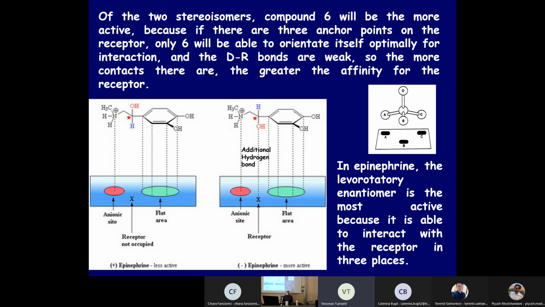What happens with the other enantiomer? You see the protonated nitrogen atom with the anionic site, okay. Aromatic ring with the flat area, 2 OH catechol group, okay, but the OH, the alcoholic group, is not in the right orientation, is outside, is to the other side. So in this case, we have not this additional bond with the target.